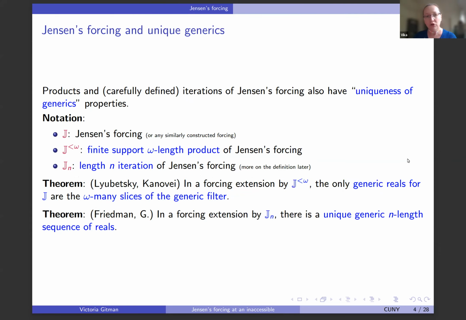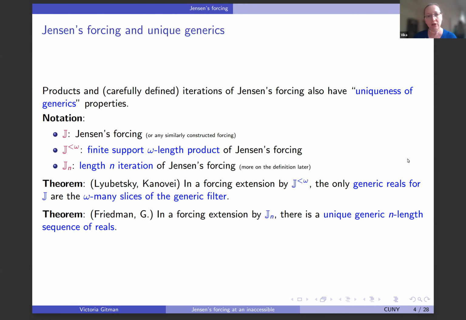But I want to talk a little bit more about this uniqueness of generics property that's associated with Jensen's forcing before we get to the applications. And that is, you can extend the uniqueness of generics property both to certain products of Jensen's forcing, and to finite iterations.